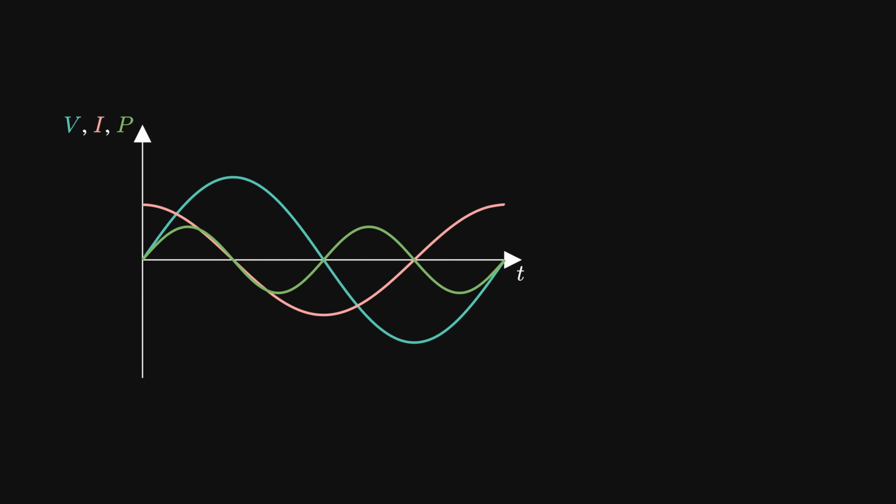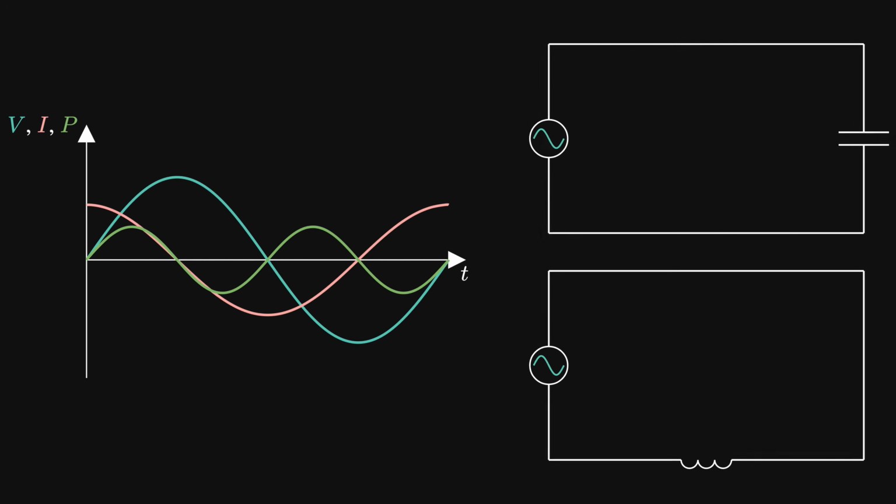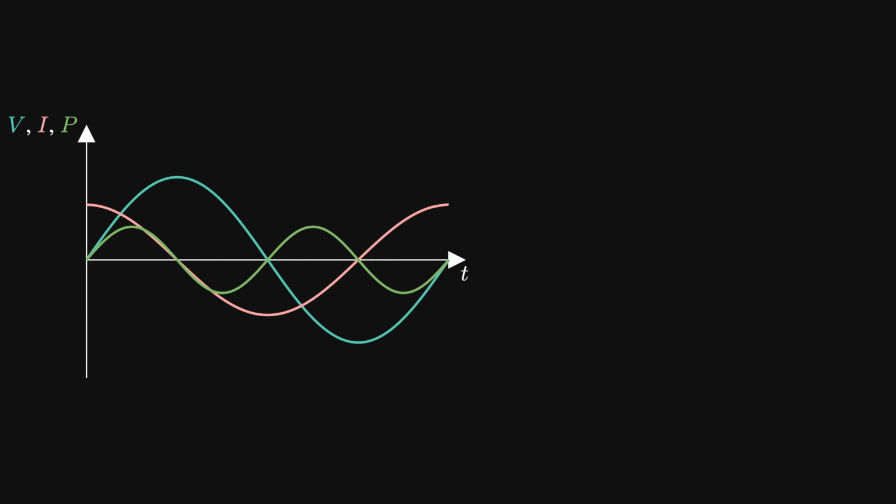In fact, when we connect a pure capacitor or inductor to an AC source, we see exactly this. Current flows, the generator does work, but the average power is exactly zero. Every joule we put in gets sent straight back by the circuit. So what's actually going on here? What would cause energy to go back and forth like this?